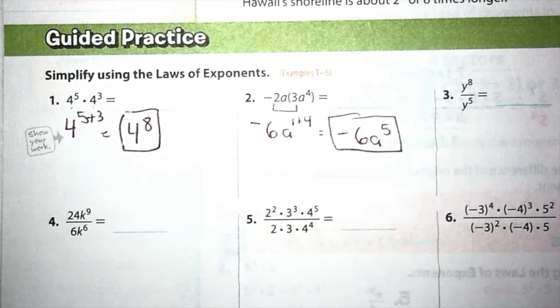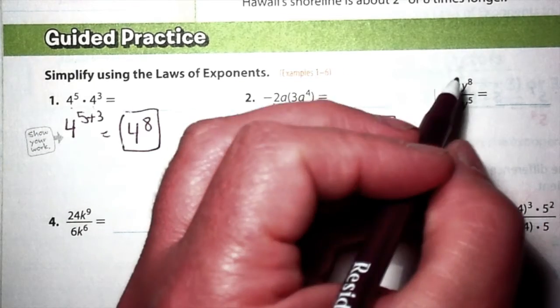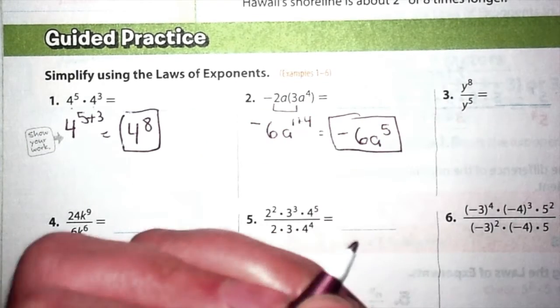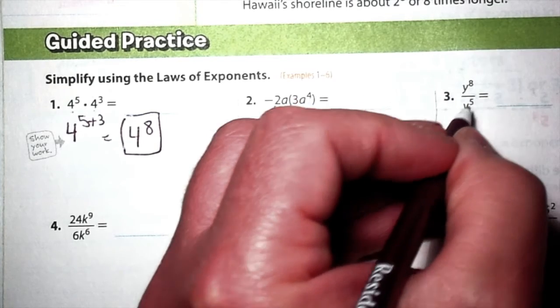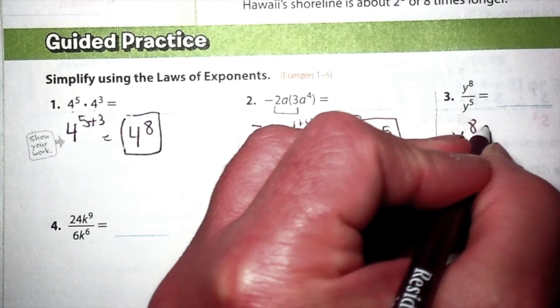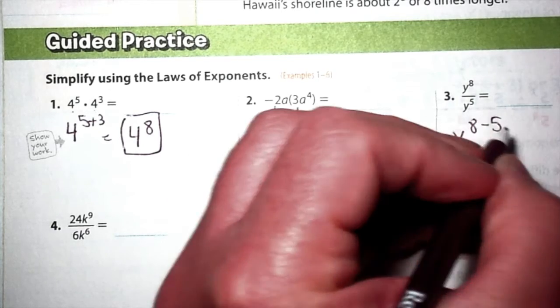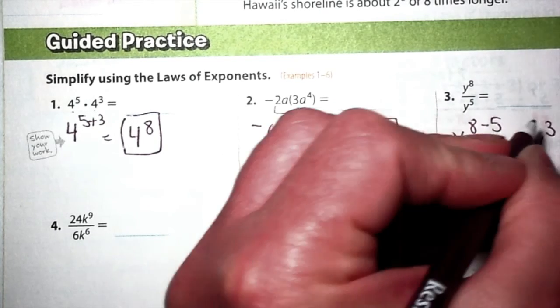Now we're coming to where we are going to divide. Again, they have to have the same base. And in this case, it's both y. Now, in division, we end up subtracting the exponents. So this becomes 8 minus 5, which then becomes y to the 3rd.